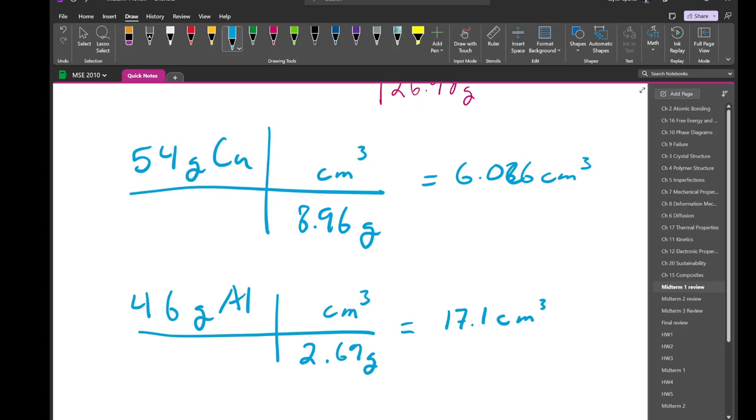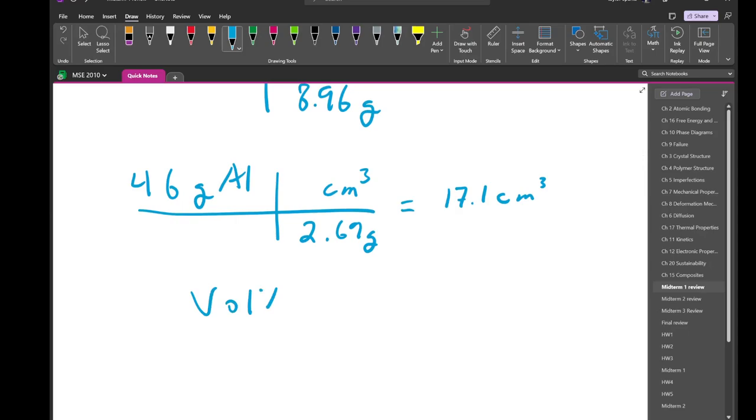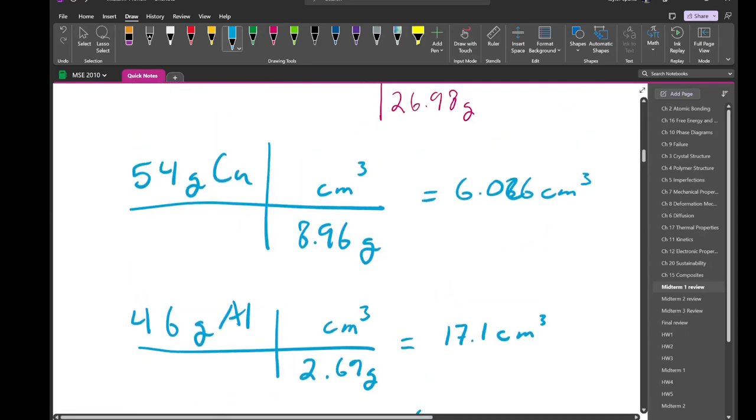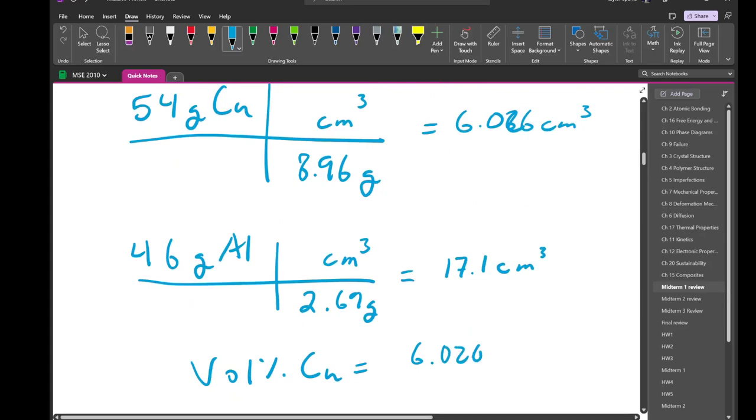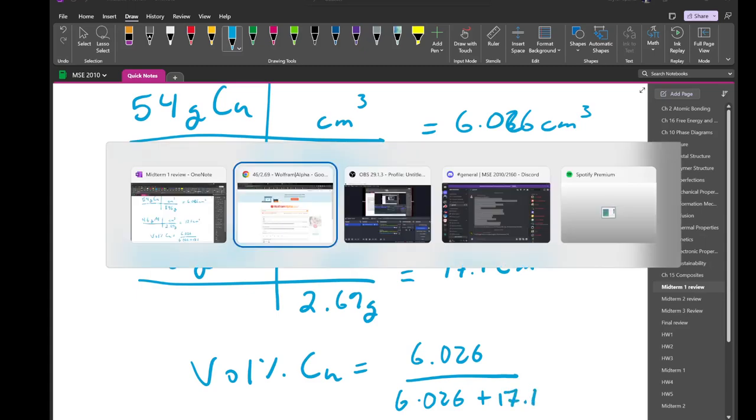To get the volume fraction, you take the volume of one of those phases divided by the sum of the two. So we'll just do it for one, let's do it for copper. We'll say that the volume fraction of copper is then going to be equal to 6.026 divided by 6.026 plus 17.1. Let's do that real quick and we'll move on.